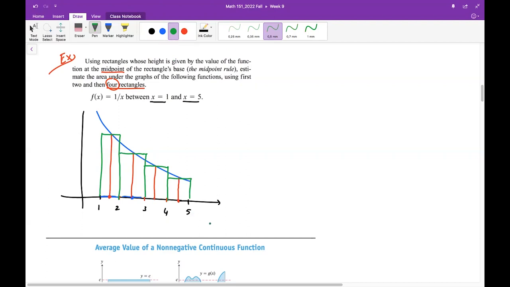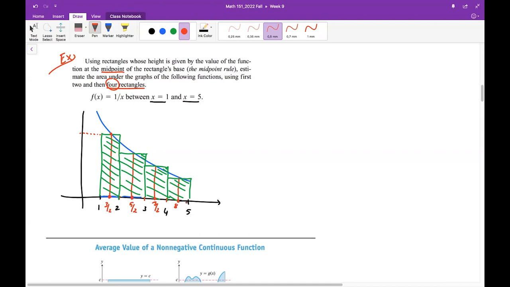And now, I will be computing the areas of these rectangles and summing them up to give an approximation to the area under this curve over this given interval from 1 to 5. Okay, let's find the height. The first height is given by the value of the curve at this point. This point is the midpoint between 1 and 2, so it is 3 over 2. Similarly, the second midpoint is 5 over 2, the third midpoint is 7 over 2, and the fourth midpoint is 9 over 2, of course.